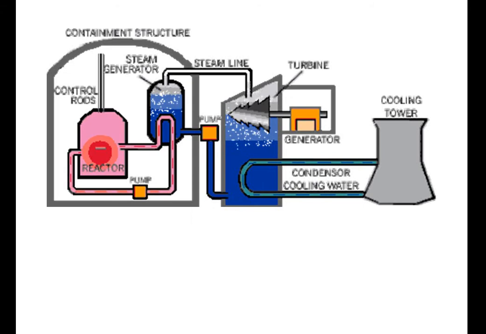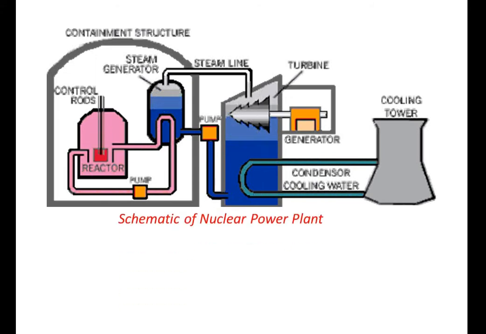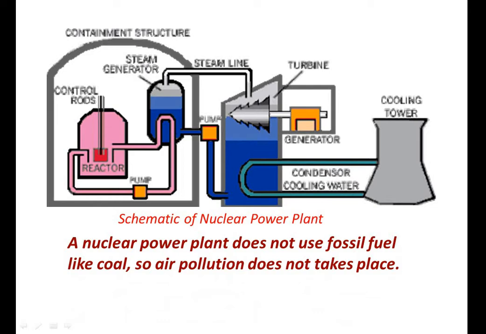See here, the schematic of the nuclear power plant. Here, nuclear energy is converted to thermal energy, which is converted to kinetic energy in steam. Kinetic energy in steam will convert into kinetic energy in turbine, which will convert into electrical energy through the generator. A nuclear power plant does not use fossil fuels like coal, so air pollution does not take place.